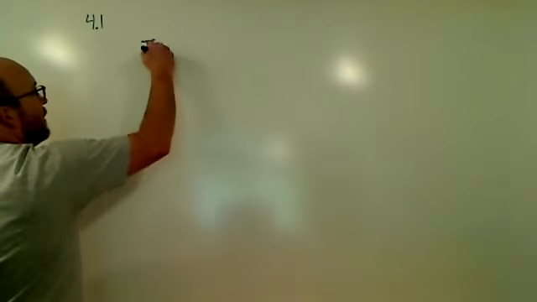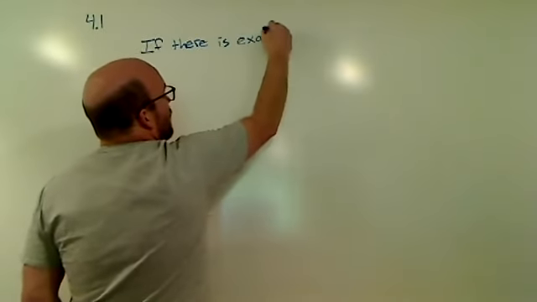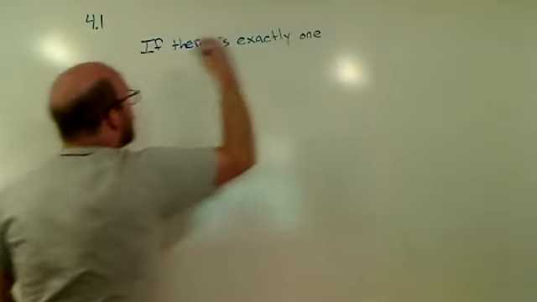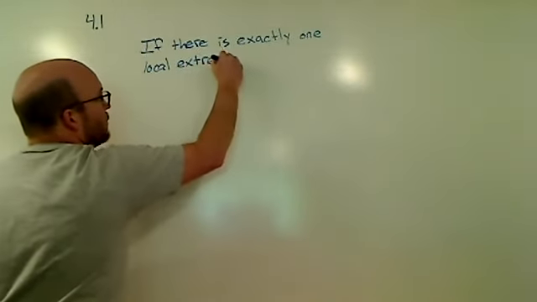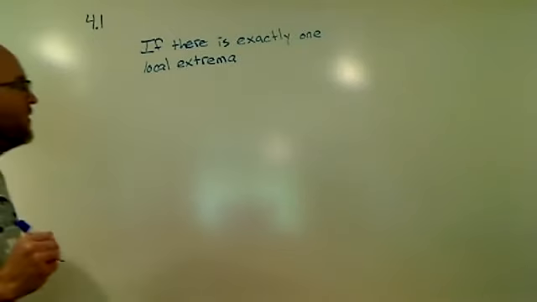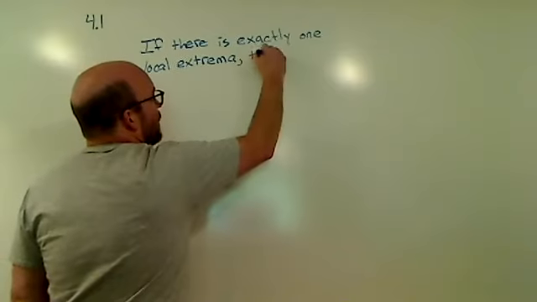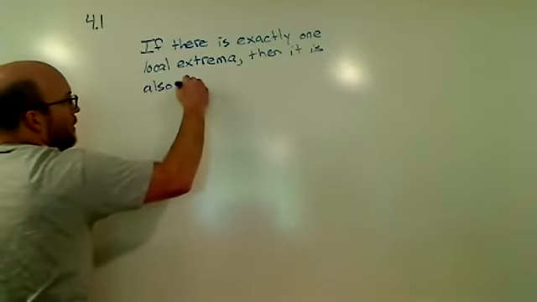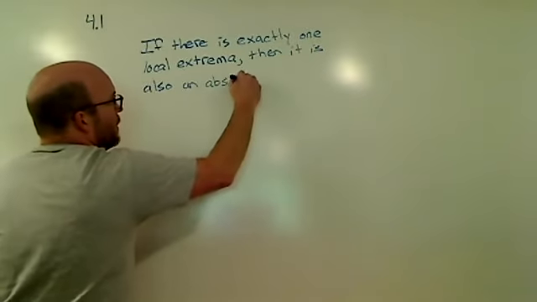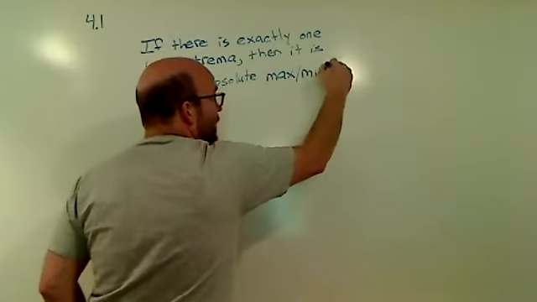And so just to restate that, if there's exactly one local extrema. So remember, with the local extrema, that's where the derivative is either equal to 0 or it does not exist. But there's exactly one local extrema in the entire domain, then it is also an absolute extrema. And I like to say absolute max or min here just so I can restate, again, same thing that we said earlier.